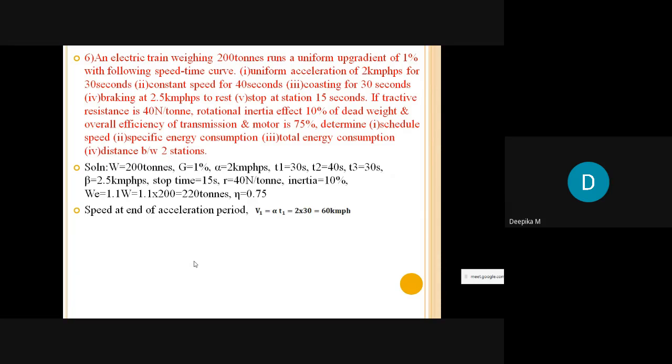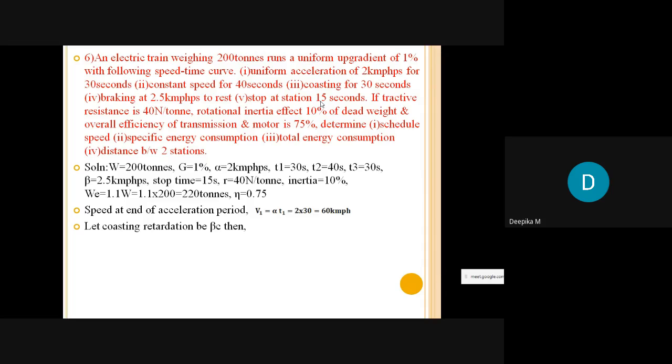Speed at the end of the acceleration, first we have to calculate, because it is a quadrilateral curve. How do I get to know it is a quadrilateral curve? Because they have mentioned the word coasting over here. So whenever coasting period or coasting retardation, whatever may be the word, comes, that means it is a quadrilateral curve. So V1 is nothing but what? Alpha into T1, which is nothing but 60 km per hour.